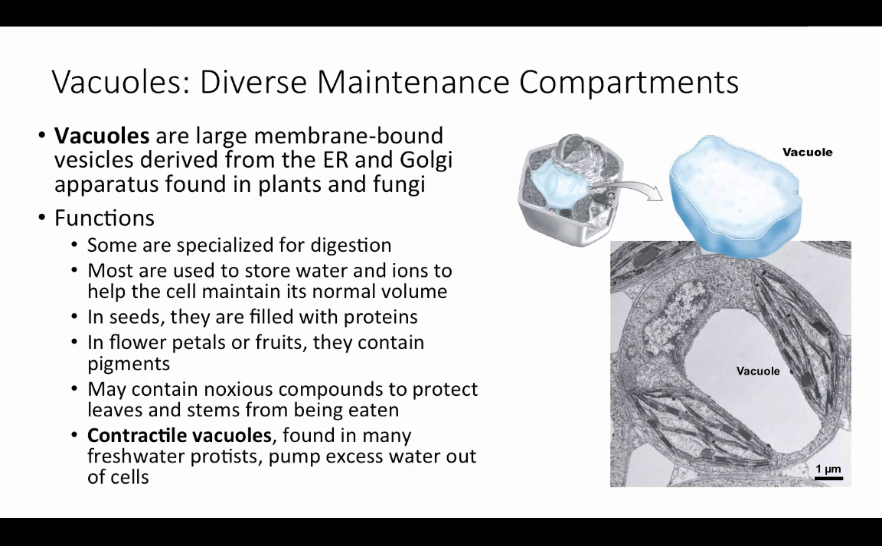Finally, if you've ever looked at something like a paramecium under a microscope, you might see this sort of pulsating structure in there. And what that is a contractile vacuole. It's basically pumping excess water out of the cells, and this is needed in freshwater organisms because they're maintaining a saltier environment within their cell than their external environment. So water's going to tend to come in, it needs to be pumped back out.